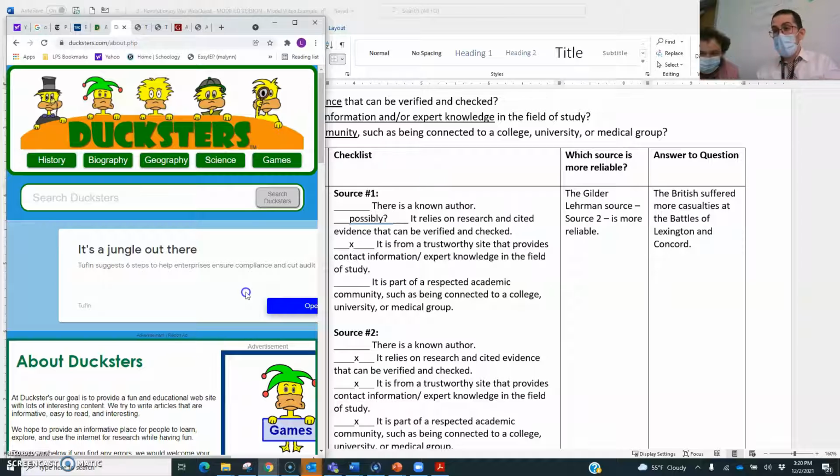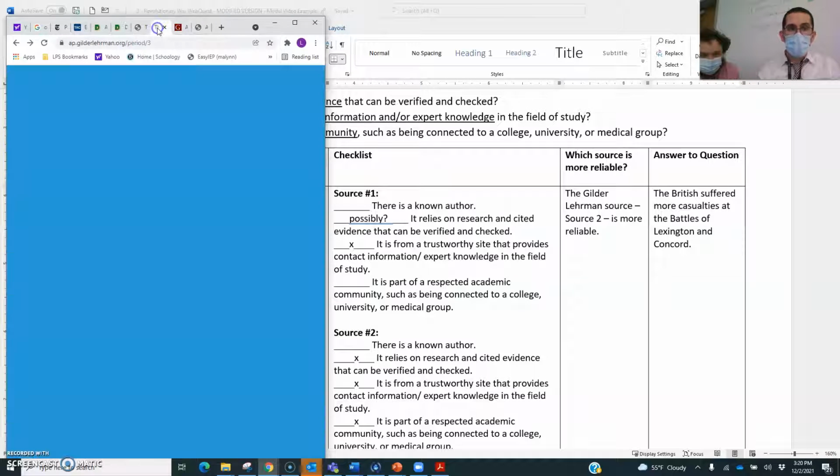Now, before we move on, we really want to stress here that even though it doesn't seem like the most reliable website going, the information on the site might be true. We're not saying it's false, but is there a particular website that might be more reliable or more trustworthy? Let's now take a look at the second website, which is the Gilder Lehrman website.